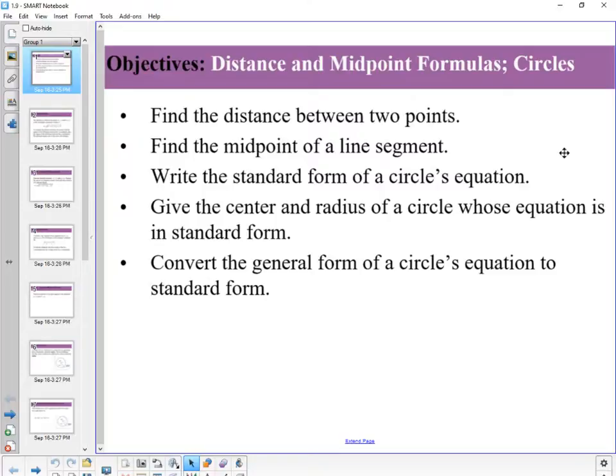So, again, our social objective, we're looking at mathematical practice 1, I believe. We're trying to make sense of problems and persevere. Thank you for not having your laptops open where you take these notes.